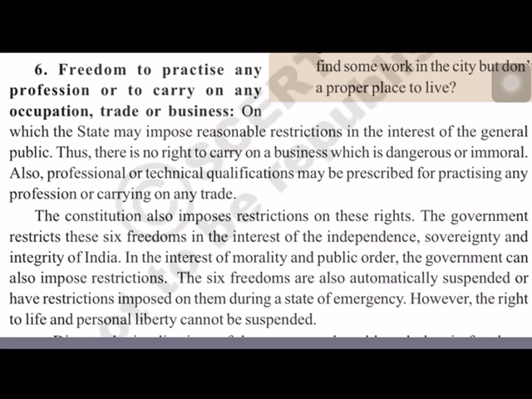However, the right to life and personal liberty cannot be suspended because we have the right to live even during the state of emergency. We cannot die. This is the right to life. So we have the right to live and personal liberty. So this right to life cannot be suspended even during the state of emergency.